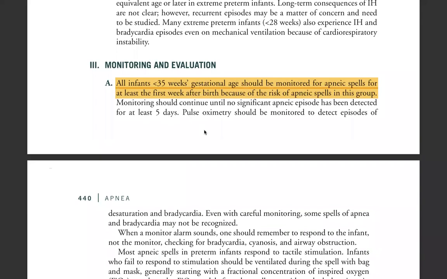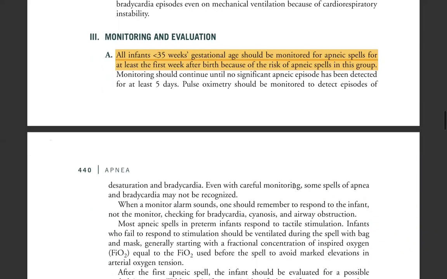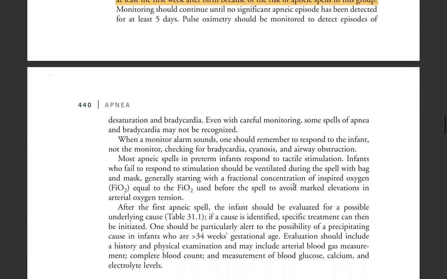What should you use for monitoring? Pulse oximetry should be used to detect episodes of desaturation, and there are some apnea monitors also available. You should promptly respond to the alarm, and also remember to respond to the infant. Check for bradycardia, cyanosis, airway obstruction.